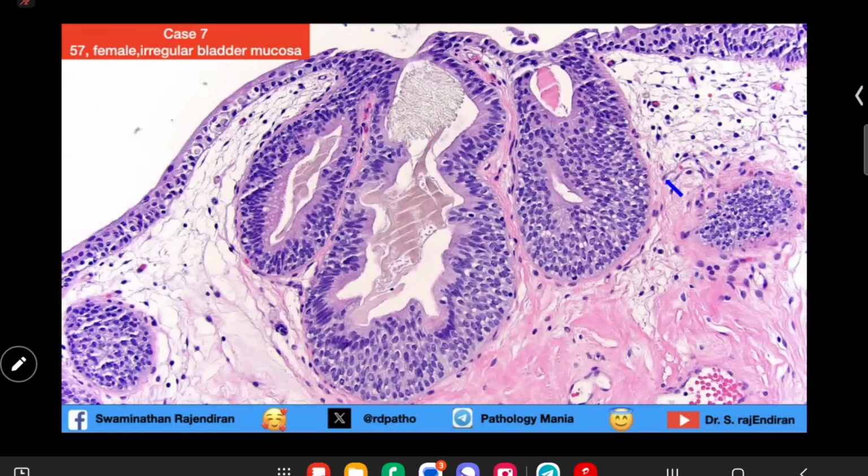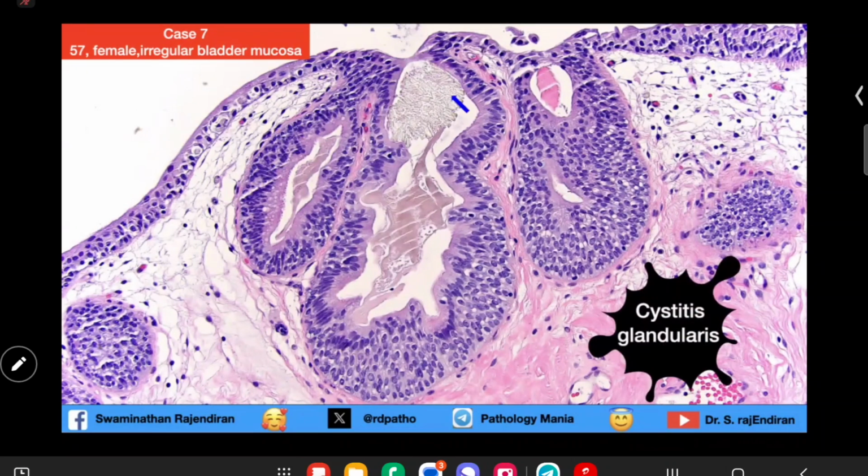Case number 7, you can see the nice urothelium. Suddenly it becomes glandular, and they are lined by tall columnar cells with some basal cells there. And the lumen have some crystalloid structures, eosinophilic secretions. So these are cystic spaces, and they are lined by columnar type of epithelium. And this is a classic example of cystitis glandularis.